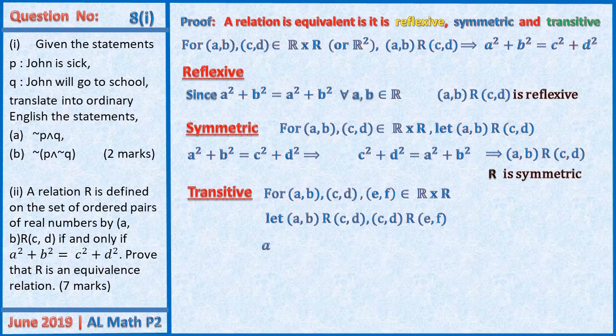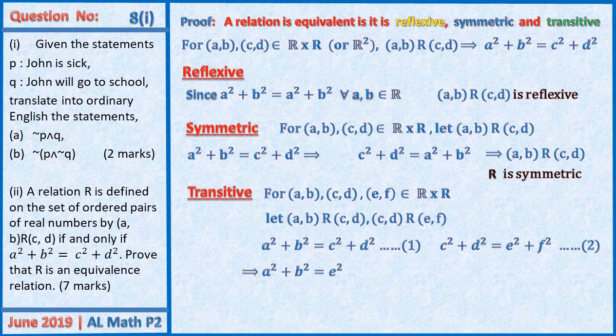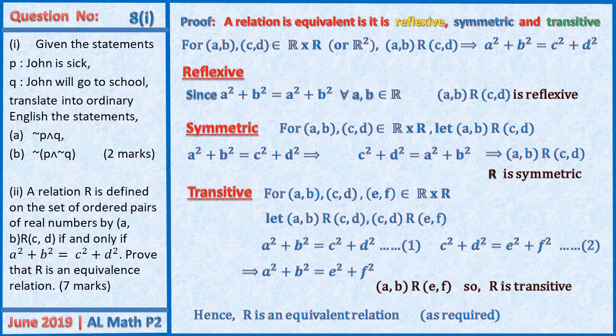So now, A squared plus B squared is equal to C squared plus D squared. That is for the first part, equation 1. Then for C, D and E, F, we have C squared plus D squared equals E squared plus F squared, equation 2. From the two equations, you can observe that A squared plus B squared is equal to E squared plus F squared because C squared plus D squared is common. So you can replace it and you have A squared plus B squared equals E squared plus F squared. So A is a friend of C as we mentioned before. So A, B relates to E, F. So this relation is also transitive. We can now conclude that R is an equivalence relation as required.